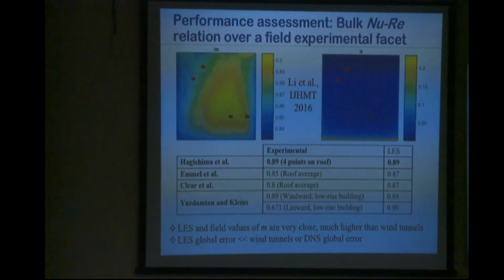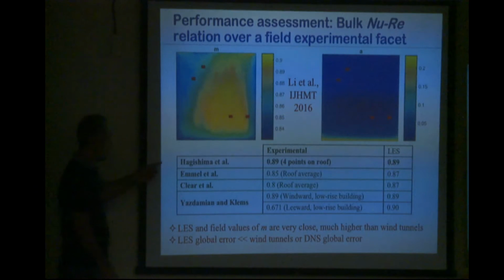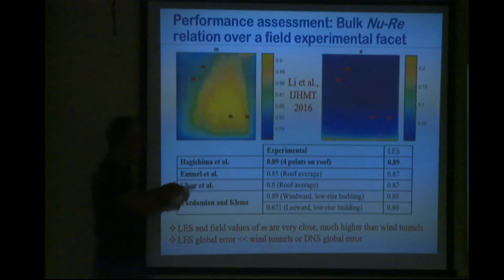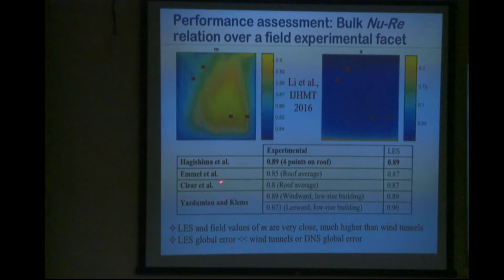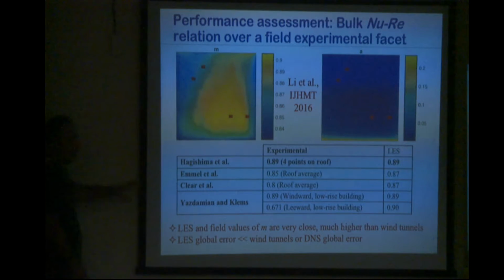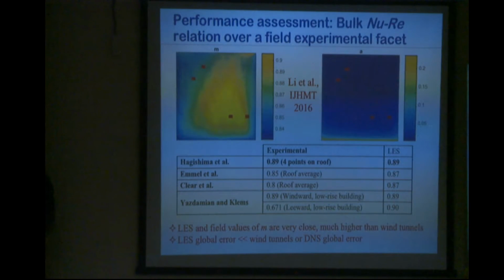And now when we compare the M, we actually get a much better match. The results of Aya Hagishima give us an M of 0.89, and if we look at other real-world measurements, the average M is somewhere between 0.89, 0.85, or something much higher. The LES now does a much better job capturing these field-observed values of M, and both are much, much higher than the wind tunnel. So what that tells us is the wind tunnel is underestimating M, underestimating the efficiency of heat exchange between a building-like cube and the real world.